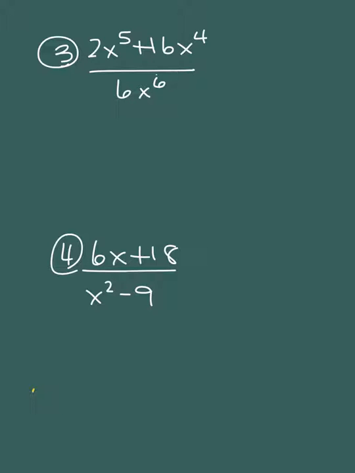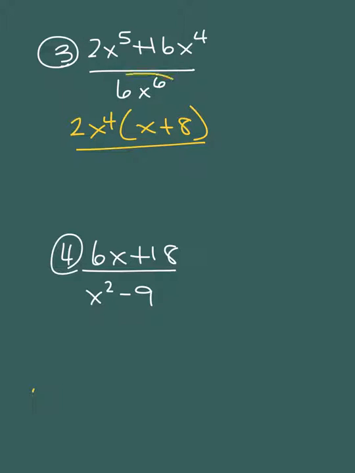In number 3, my numerator is 2x to the 5th plus 16x to the 4th. So I want to see if I have a greatest common factor, which I do. I have 2x to the 4th. That leaves me with x plus 8 in my parentheses. That's going to be my binomial. And I'm going to line that up.